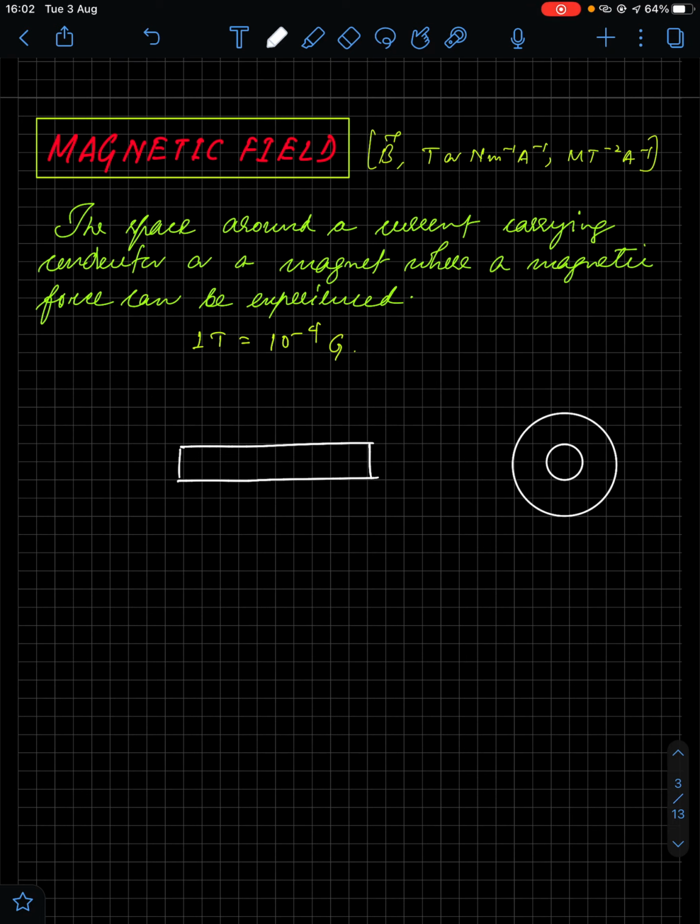In a magnet you have two poles, north pole and south pole. There are magnetic field lines, which are imaginary lines, going from north pole to south pole.